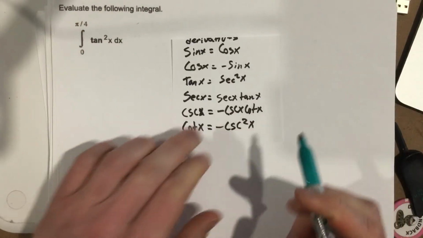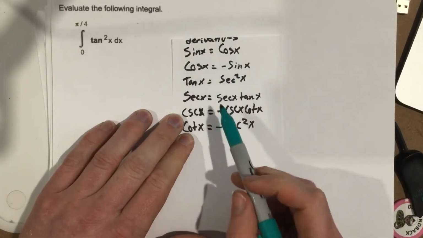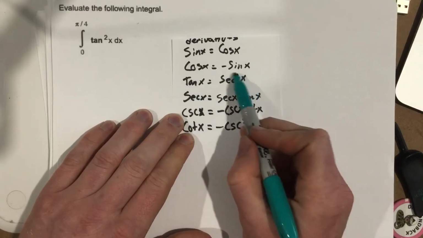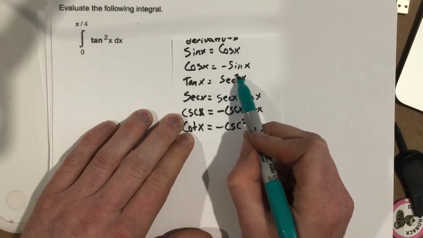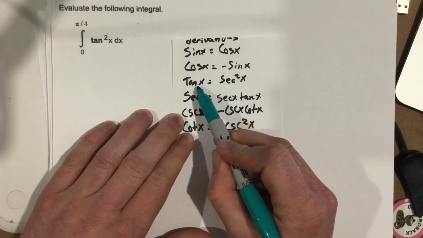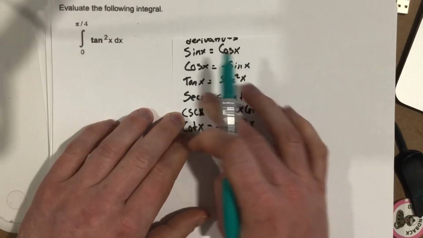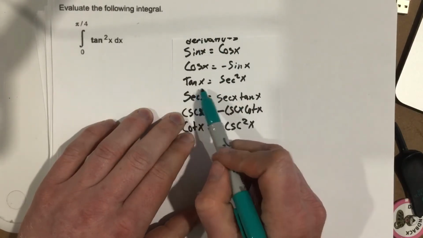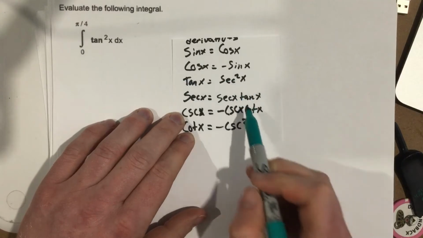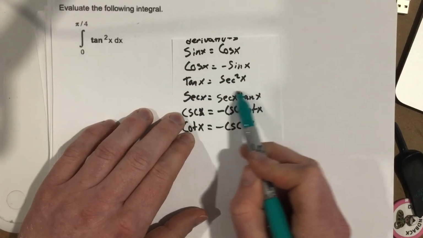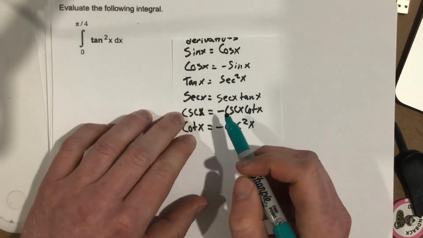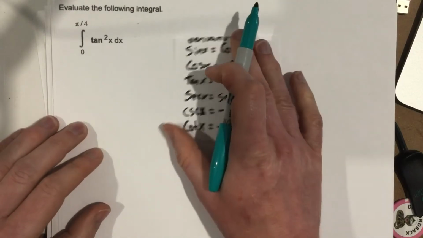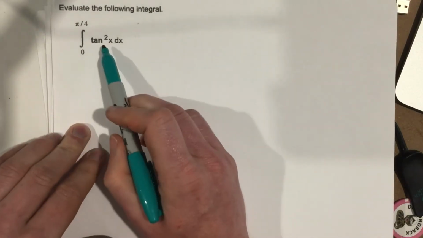So, if we take a look at our derivatives here, we know sine is cosine, so on and so forth. But we're really looking at the tangent one. Secant squared is the derivative of tangent, so the antiderivative of secant squared is tangent. So we're probably going to try to use this form right here, or we could even use the secant x equals secant tangent form. We want to rewrite this into one of those two forms so that we can actually do the antiderivative. When we look at this right away, we see tangent squared.